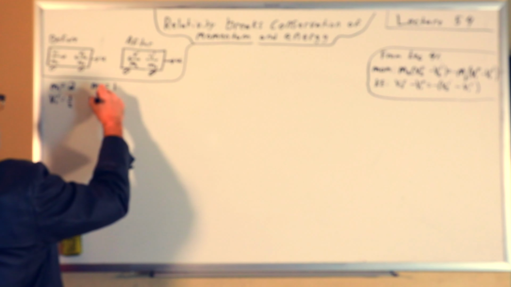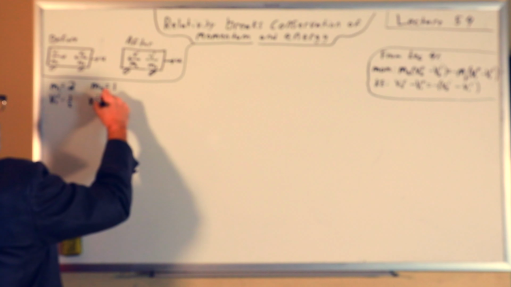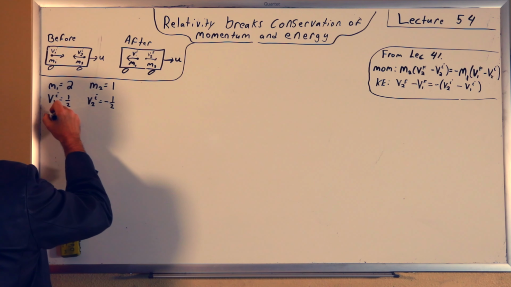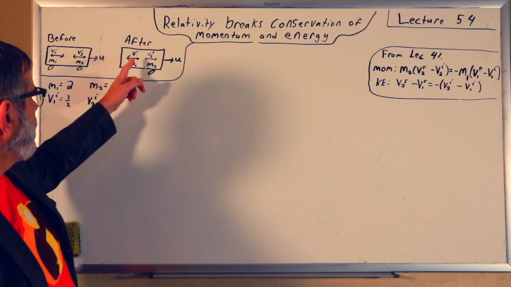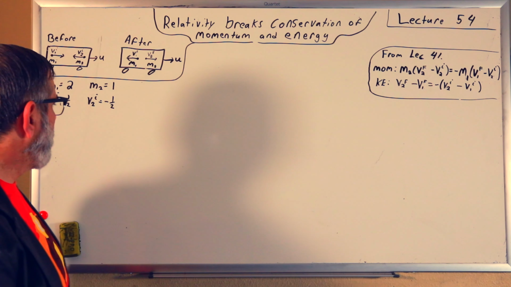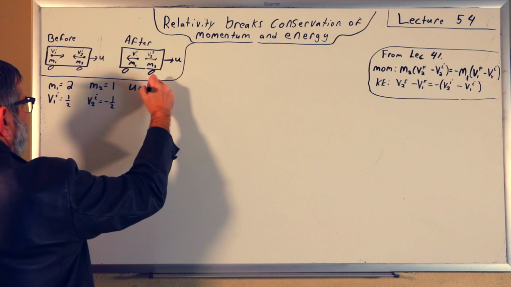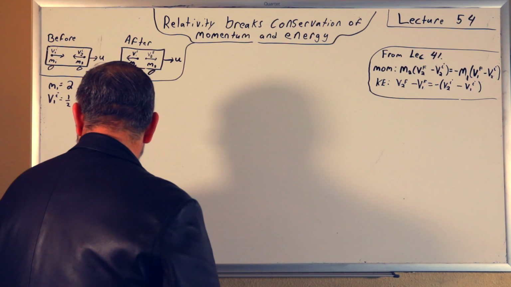V2 initial will be equal to -1/2, so it's headed in the opposite direction. And we have no idea what V1 final and V2 final are yet. We have to calculate that. But finally, I'm going to also state that U is going to be equal to 1/2, just to keep things relatively simple.